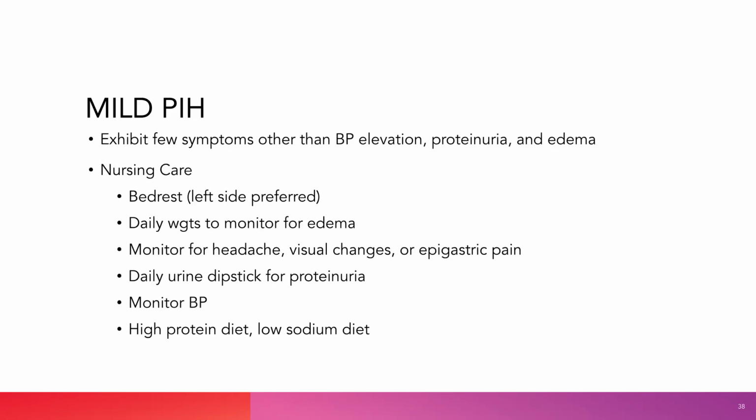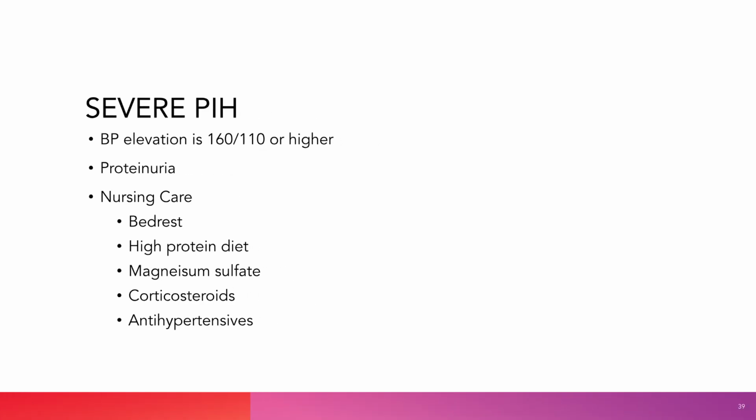Pregnancy-induced hypertension, or PIH, is the most common hypertensive disorder in pregnancy, occurring in 2 to 7% of cases. It is defined as an increase in BP after 20 weeks gestation, accompanied by proteinuria and potentially severe edema. The severe form can progress to eclampsia. Mild PIH exhibits few symptoms beyond elevated BP, proteinuria, and edema.